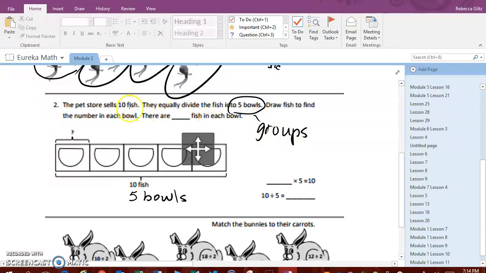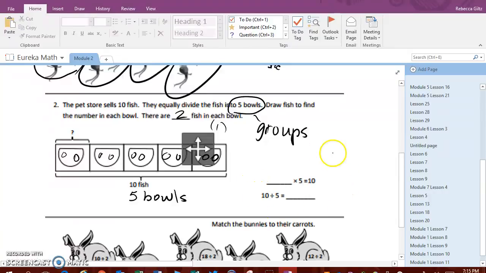So I need to divide up 10 fish, so I do my fair share method. 1 here, 1 here, 1 here, 1 here, and 1 here. It's only 5, so I have to go back and start again. This is my 6th, 7th, 8th, 9th, 10th. So now I show 10 fish in the group of bowls. So how many are in each bowl? Remember, each means 1. So there are 2 fish in each bowl.